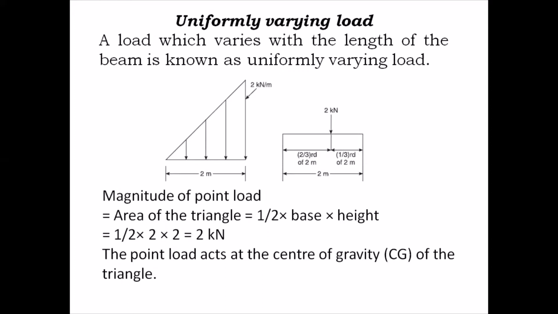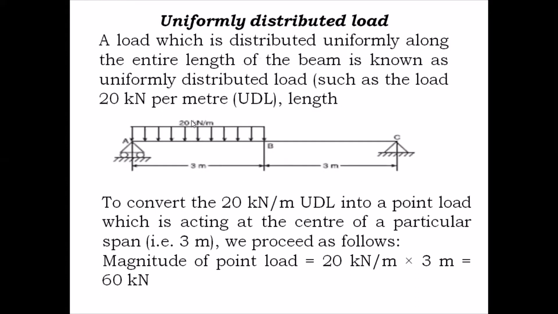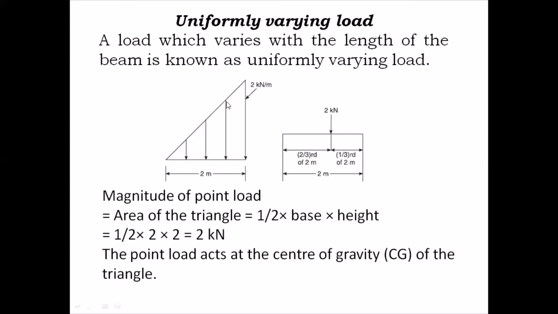The notation of this uniformly varying load is in the form of a triangle, whereas the UDL was in the form of a rectangle. So this was a rectangle with 20 kilonewton per meter acting over a span of 3 meters, whereas the UVL is in the form of a triangle. The intensity of this is 2 kilonewton per meter acting over a span of 2 meters.